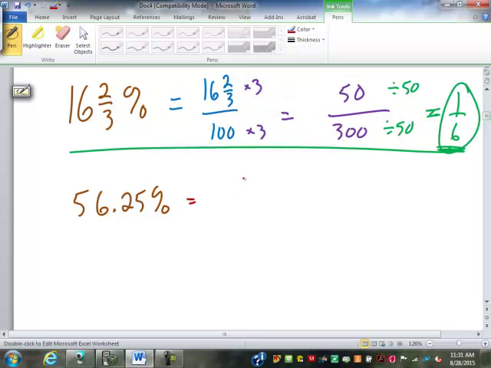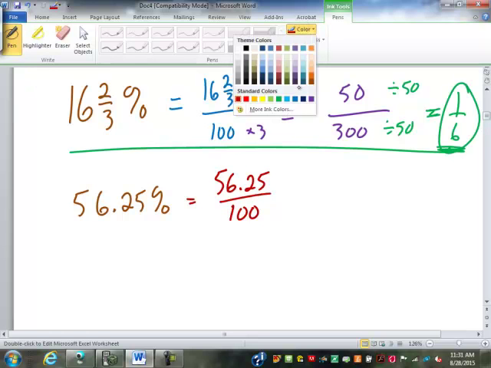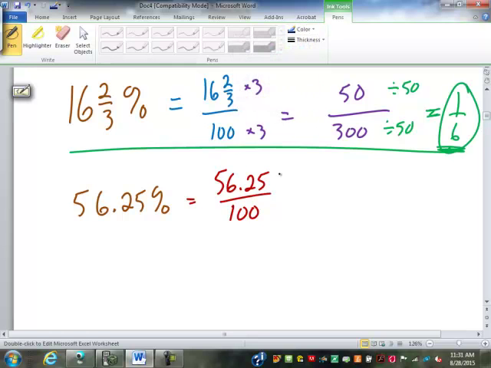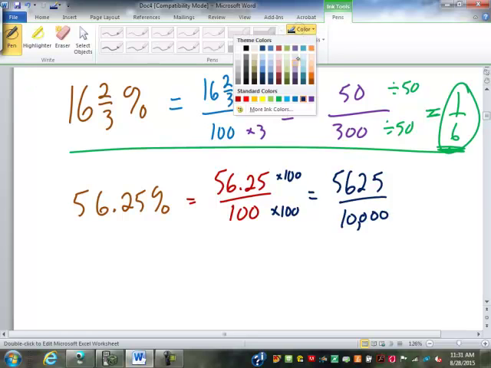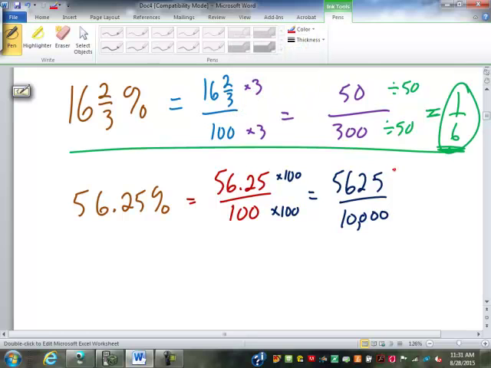Walk me through it. We need to put 56.25 over 100. Move the decimal 2 points, add 2 zeros. Moving the decimal 2 spots is the same as multiplying by 100. So that becomes 5,625 over 10,000. And then? Then you need a calculator.